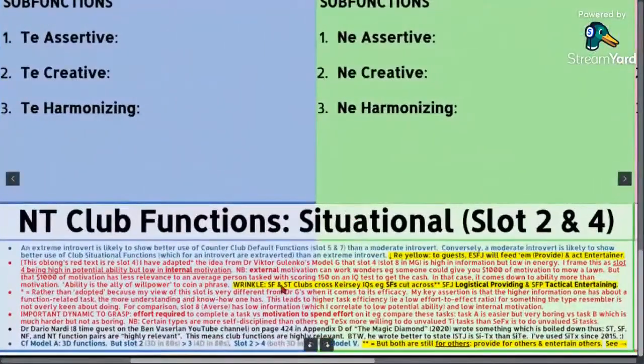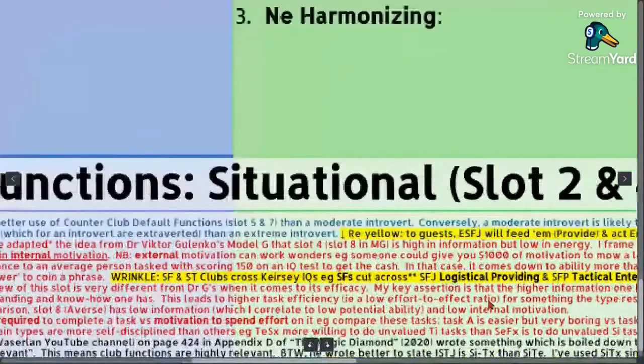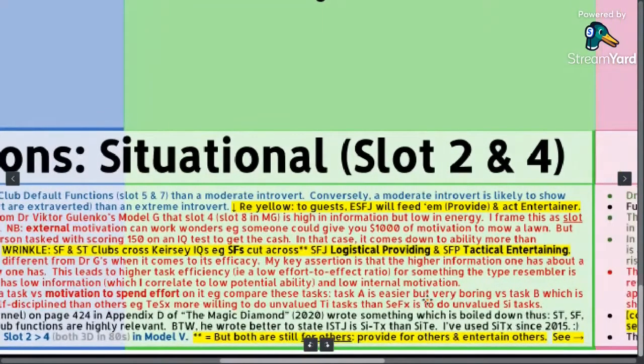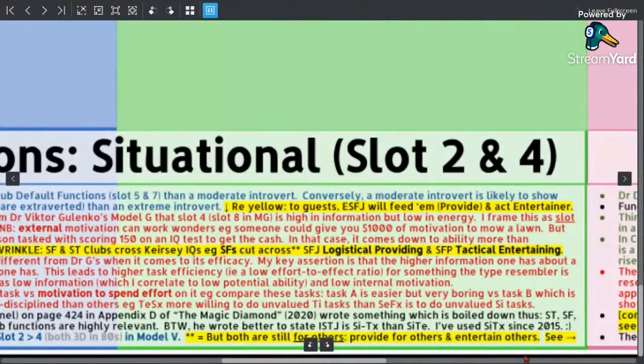I'm going to say something about the clubs and about the concrete types because it cuts across to Keirsey's intellects. Wrinkle. I can make that bigger. SF and ST clubs cross Keirsey's IQs, the intellect. For example, SFs cut across logistical providing and tactical entertaining, providing and entertaining. So read the yellow. To guests, ESFJ will feed them, provide, and act as entertainer, because it's for other people. Both are still for others. Again, it's entertaining others, providing for others. Both are still for others. Provide for others and entertain others.